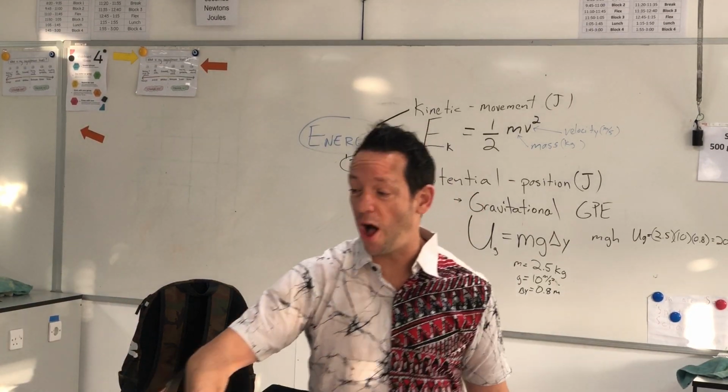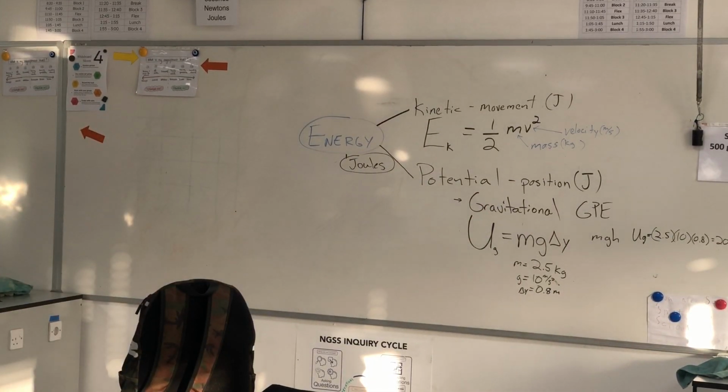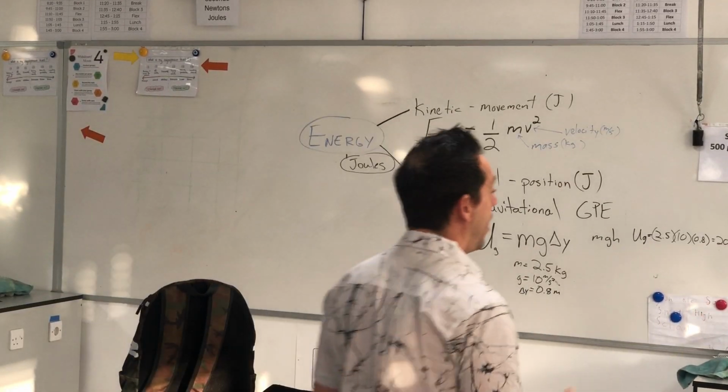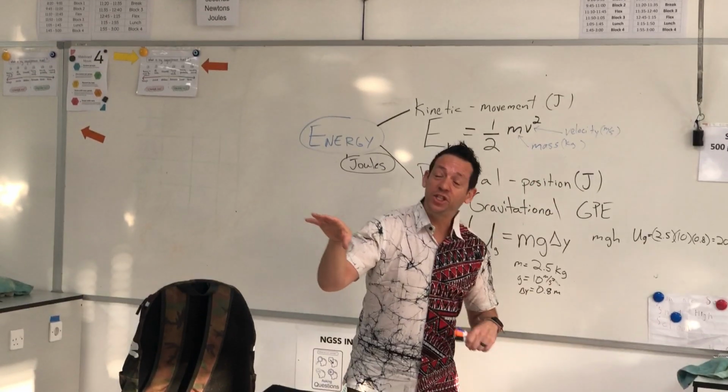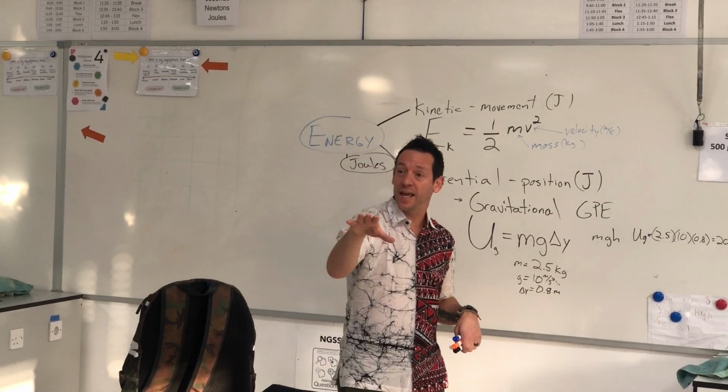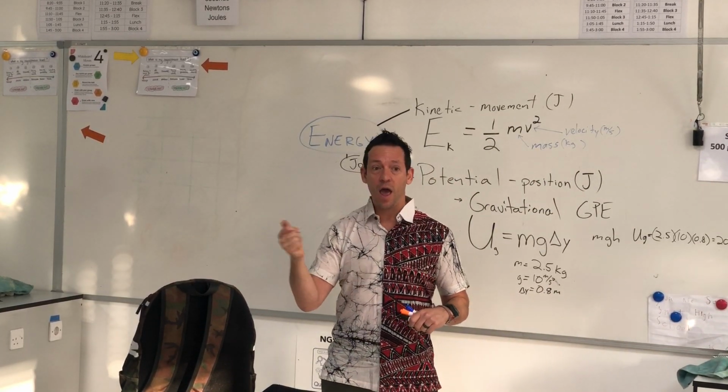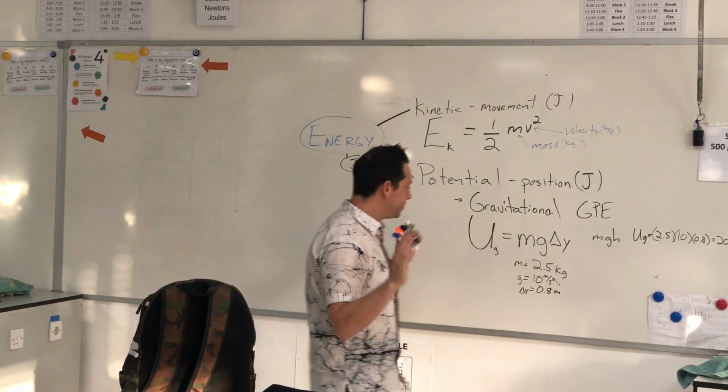Meaning, if I was to push it off and bother Mr. Willett downstairs, I just changed 20 joules of energy into kinetic energy right before it hit the ground. And when it hit the ground, now the energy's been dispersed.